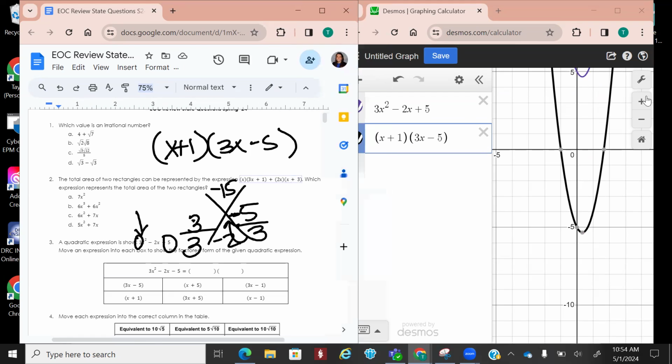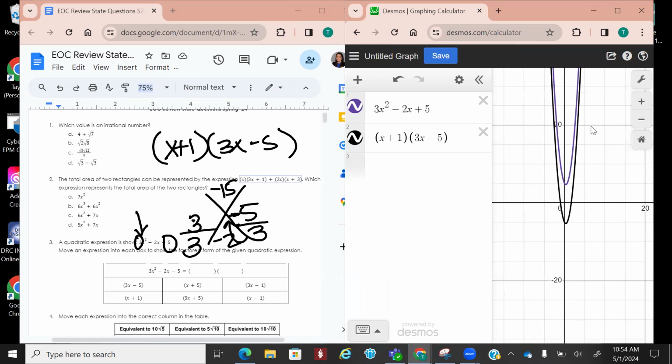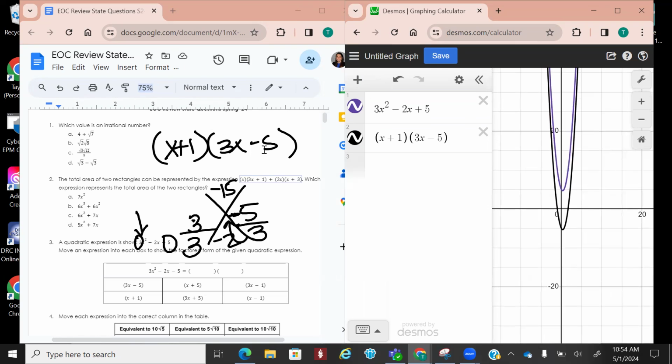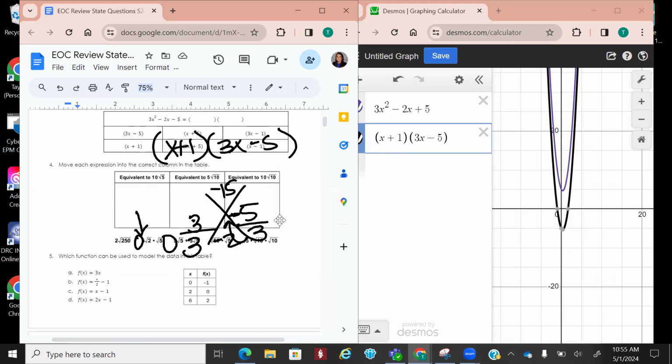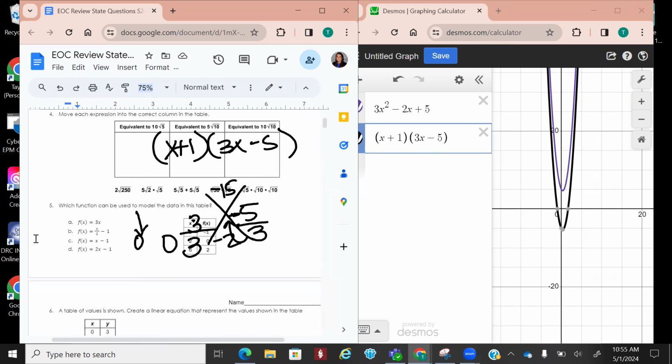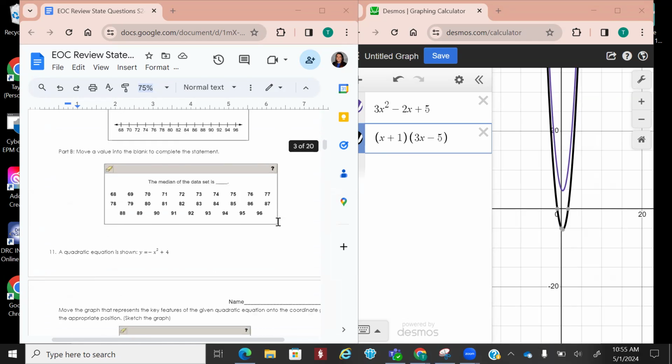I'm messing something up. This should be overlapping. This should be the exact same. Why is this not working? Okay, so it should be 3x minus 5 and x plus 1. They do kind of overlap, okay? I don't know why that's not working. Okay. Go ahead and go to 16.